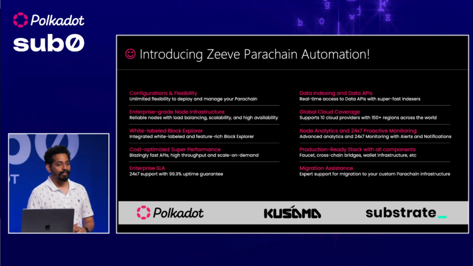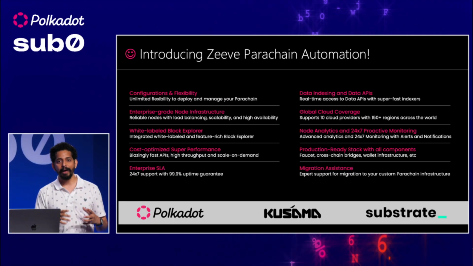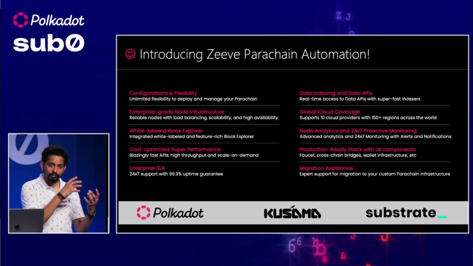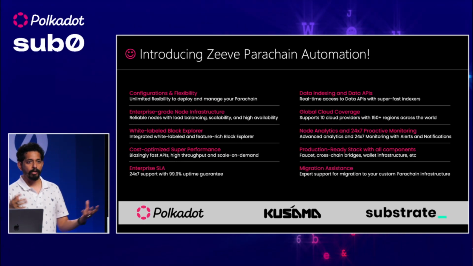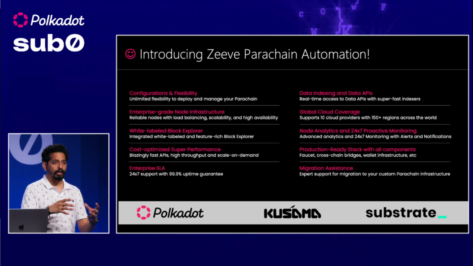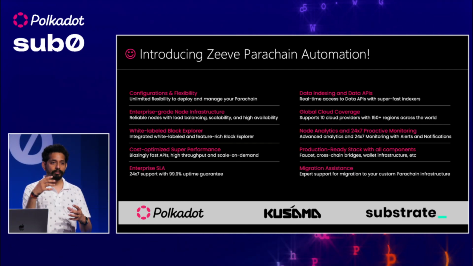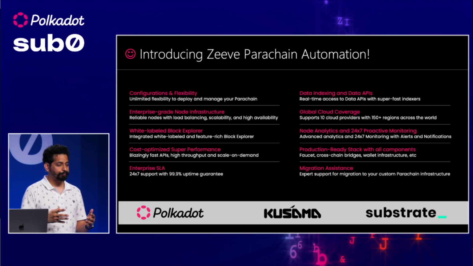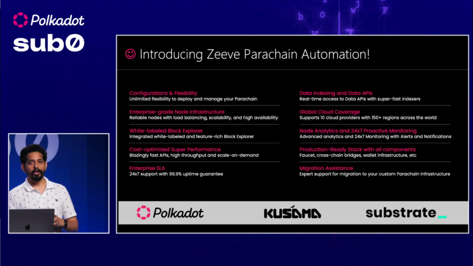So let's start with Zeeve. Zeeve offers parachain DevNet setup, testnet setup, and a complete managed approach to run your parachain operations 24/7. It's a full stack approach, which means you get configuration and flexibility. We work with parachain teams from the very beginning, helping them figure out which configuration options they can pick and choose, what those choices turn into when they go to production, and what impacts they generate on scalability, throughput, and a lot more. And then we also give you enterprise-grade node infrastructure.